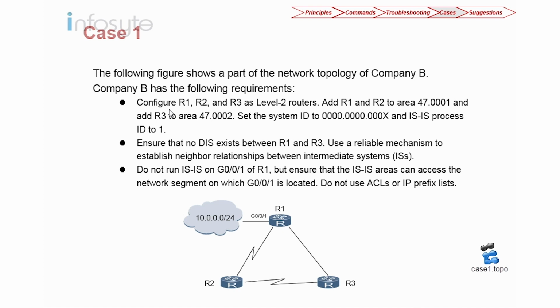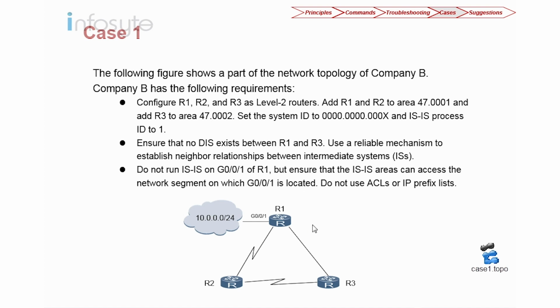First is to configure R1, R2, and R3 as level 2. Add R1 and R2 to area 47001 and add R3 to 47002. In other words, we are going to configure R1 and R2 using one area and R3 using another area.